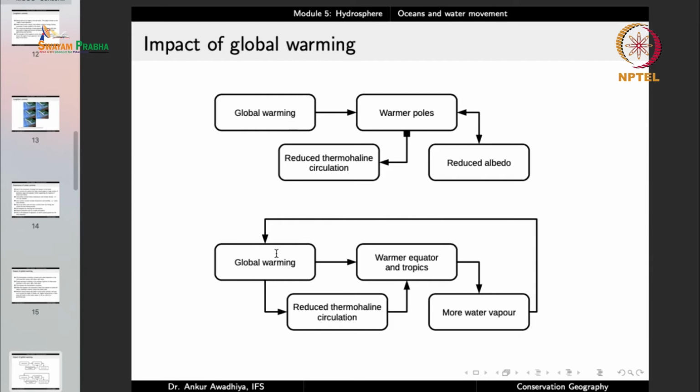So what we are observing here is that if you have global warming, then up to a certain level you are protected by the global thermohaline circulation. But after a level, what will happen is that it will become a positive feedback. And once it becomes a positive feedback, it will be next to impossible for us to reverse the process.